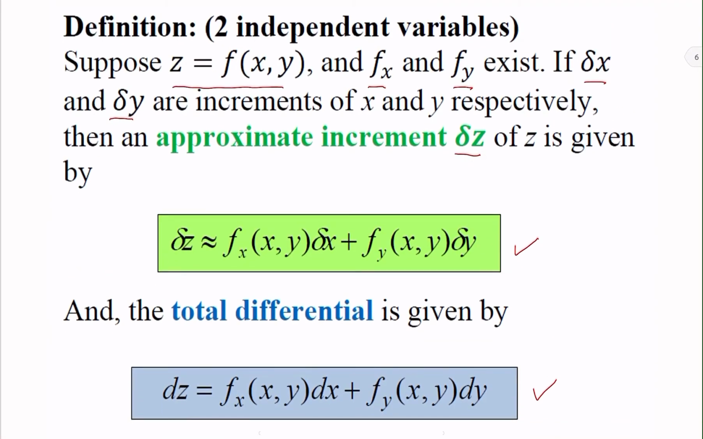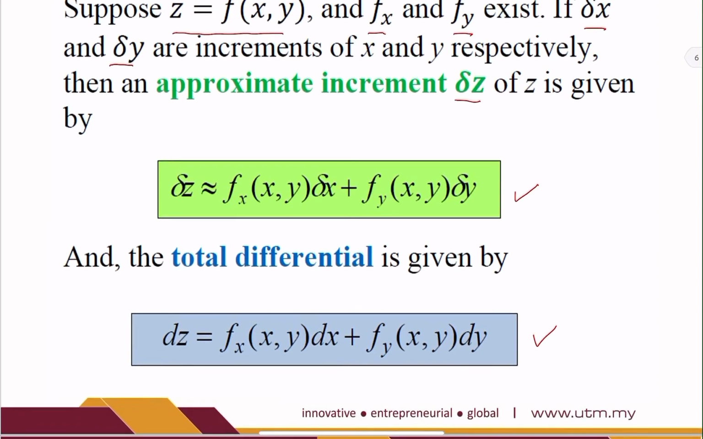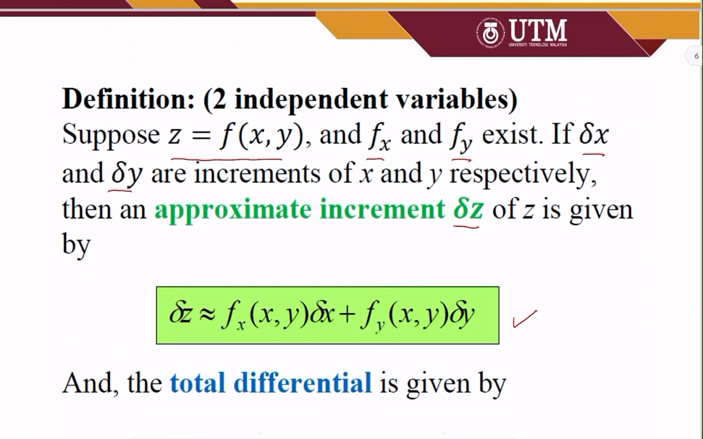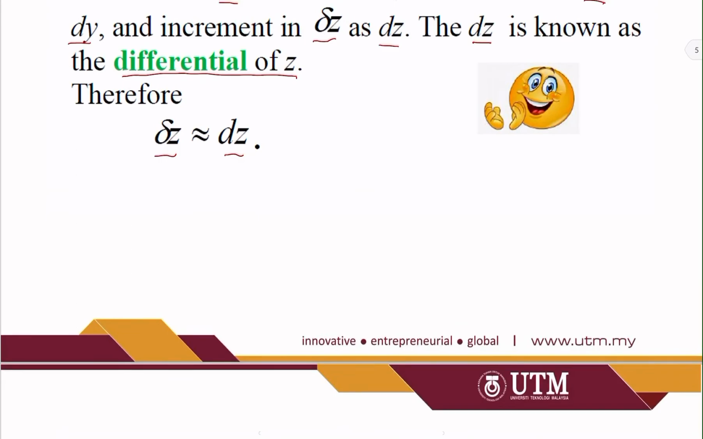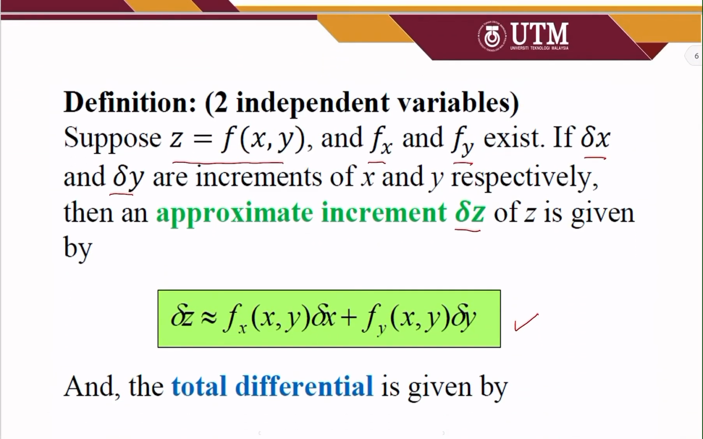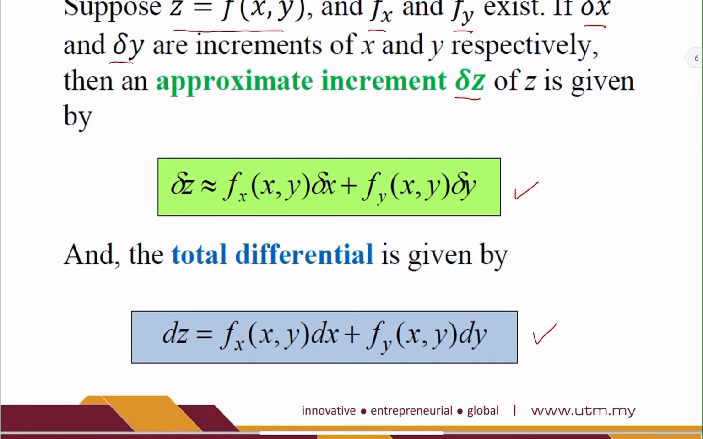Basically the same thing. Because we know that just now we said delta z is approximately dz. That's why the total differential here is dz equal to fx dx plus fy dy. So it's the same as the approximate increment of delta z here.